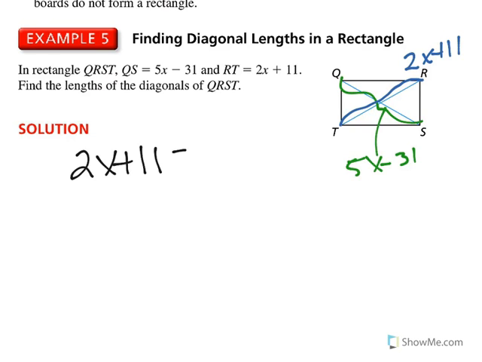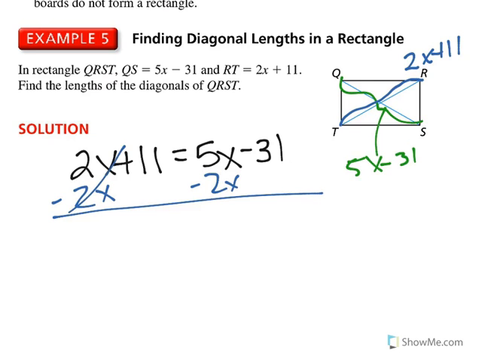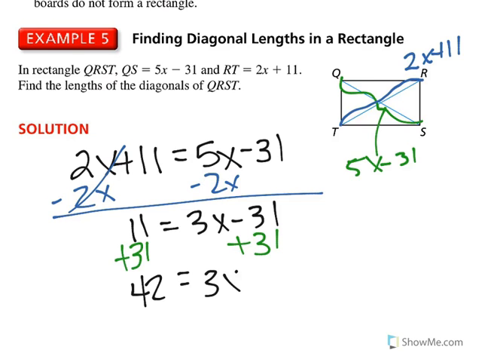2x plus 11 equals 5x minus 31. Okay, I'm going to get x's on one side and numbers on the other. So I'm going to subtract 2x from both sides. And I get 11 is equal to 3x minus 31. I'm going to add 31 to both sides, and I get 42 is equal to 3x. Divide by 3 on both sides, and I get x equals 14.